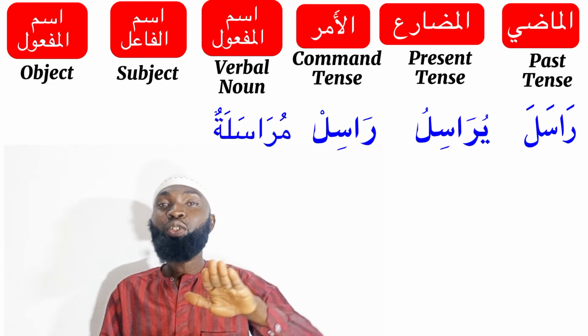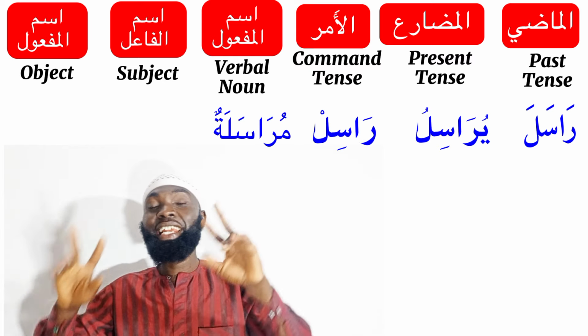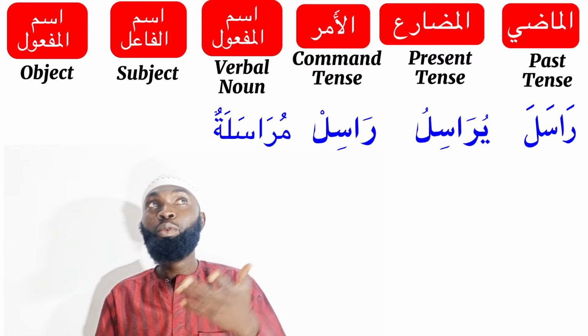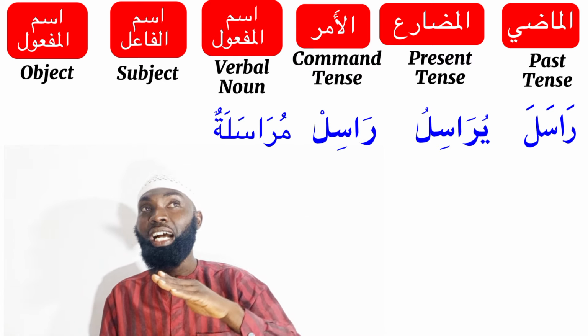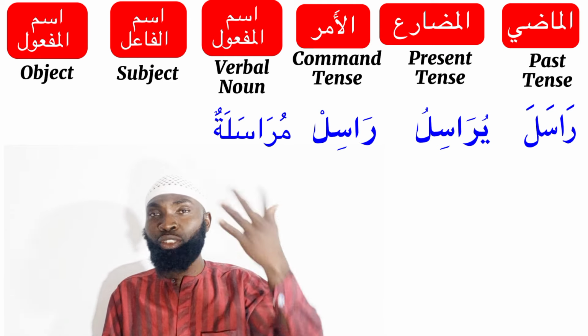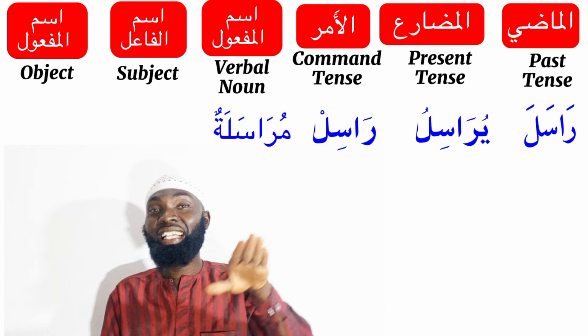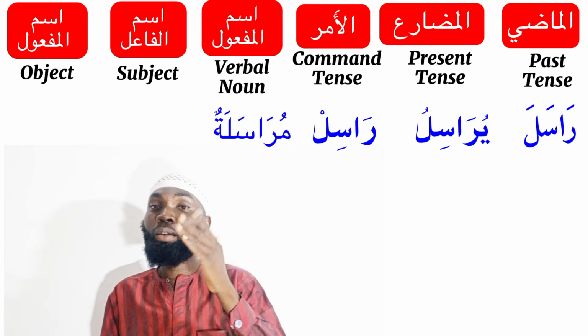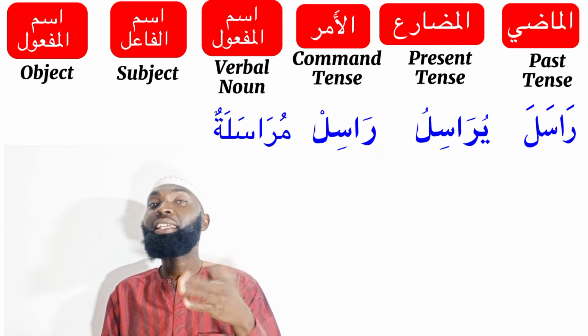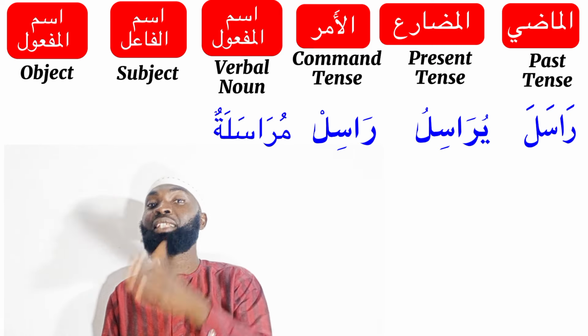You can see there are some words which can easily appear in these two patterns. The example is the word jahada. From jihad, it will be jihadun or mujahada. So these are their verbal nouns. The word muqatala, qitalun, the same thing, qitalun or muqatala.